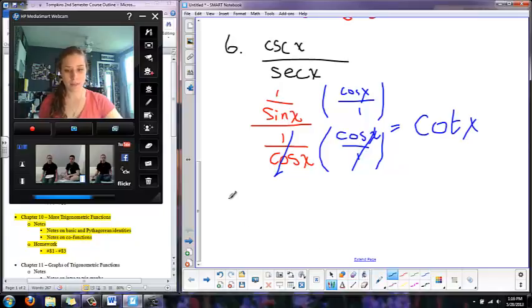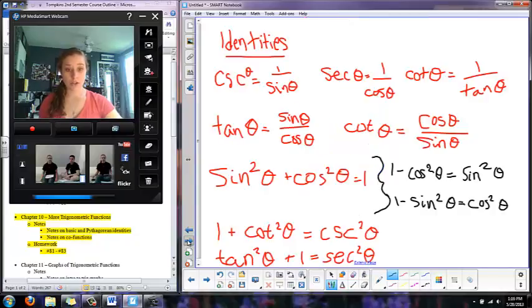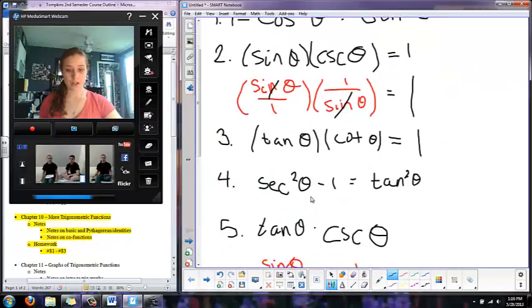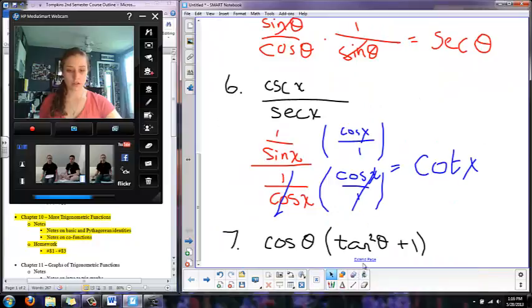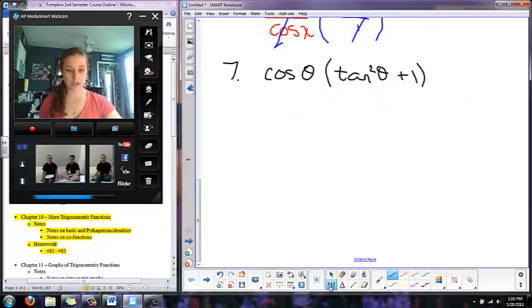Okay? Number 7. Cosine theta times tangent squared theta plus 1. Well, what do you recognize? Whenever I see something that's squared, I'm going to immediately go back to my reference sheet, or what you write on your test, and say, alright, tangent squared theta plus 1, that's equal to secant squared theta. Good. So this inside the parentheses is really just equal to secant squared theta. So I have cosine theta times secant squared theta.